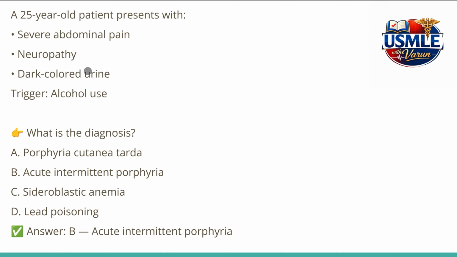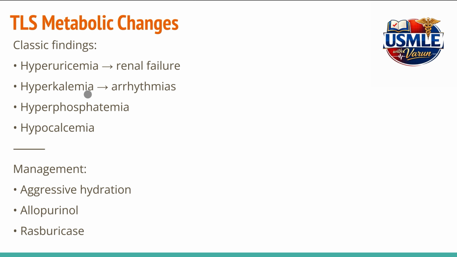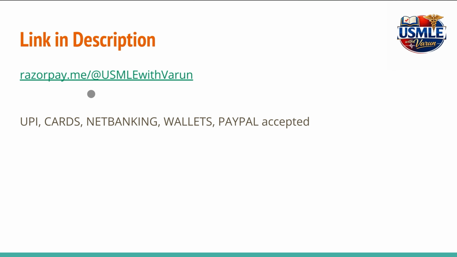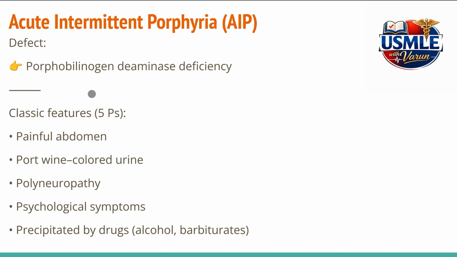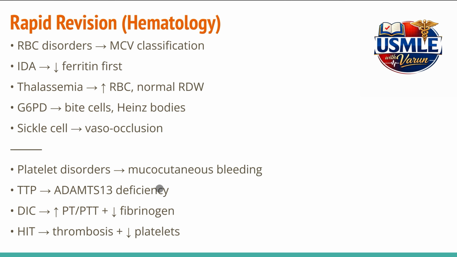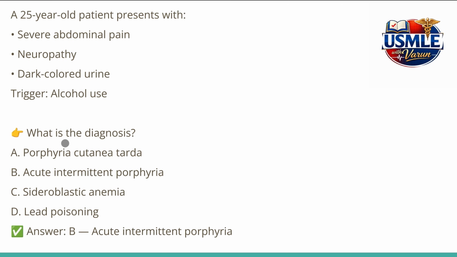Now let's look at a vignette. A 25-year-old patient presents with severe abdominal pain, neuropathy, and dark-colored urine. The trigger is alcohol use. We have already discussed the 5 Ps of acute intermittent porphyria. What are those? The 5 Ps include polyneuropathy, port wine colored urine, painful abdomen, psychological symptoms, and precipitation by drugs like alcohol and barbiturates. So the answer is mostly acute intermittent porphyria.